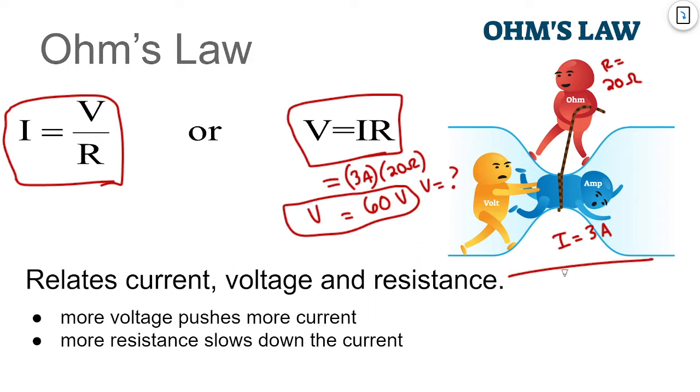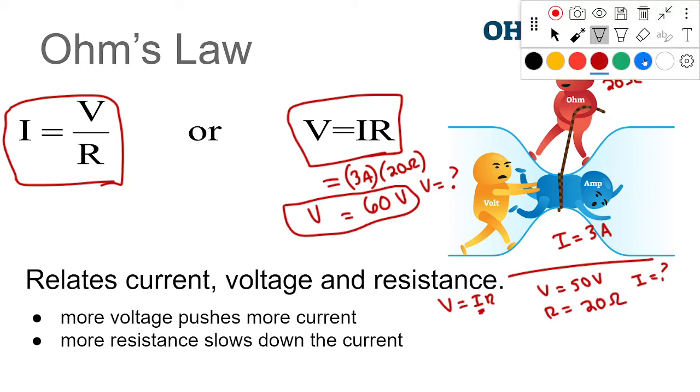Second problem here, if the voltage is only 50 volts and I still have that 20 ohm resistor, then I could use this version, or I could do a little bit of algebra. V equals IR. I want to solve this thing for I, so I need to get this guy by himself. That R is in the way, so I'm going to divide both sides by R. That'll cancel the R, leave that I by itself. And I'd have voltage divided by the resistance. That's what it says over here too.